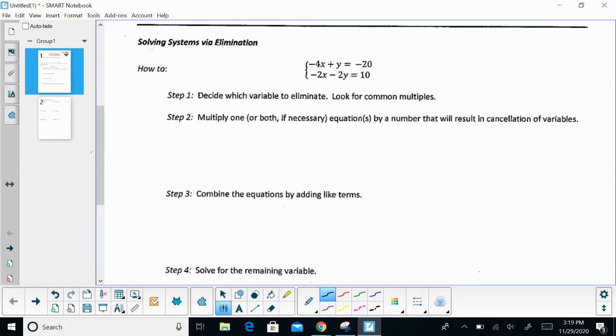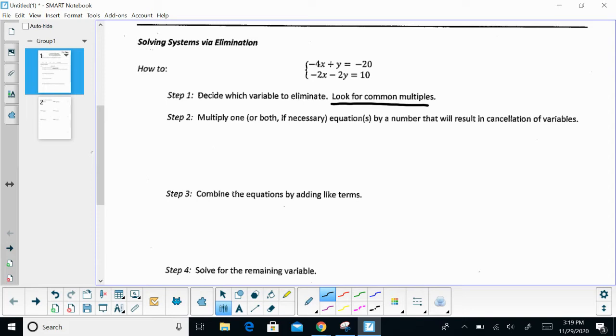solution. First, I'm going to decide which variable to eliminate. A good way to do this is to look for common multiples. So if I'm looking at these two equations, my x's are common multiples, right? I can multiply 2 to get to 4. And then my y's are common multiples as well. I can multiply 1y by 2 to get to 2y. So really, I just have to choose which one is going to be the easiest.